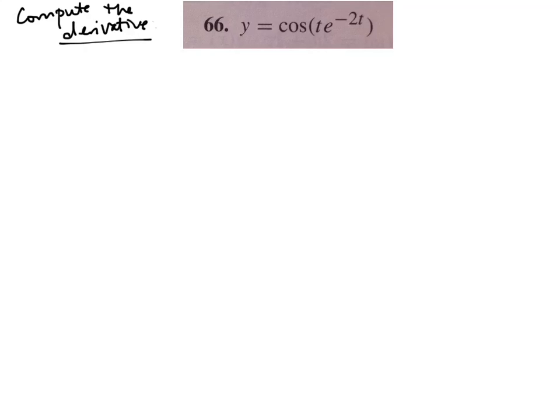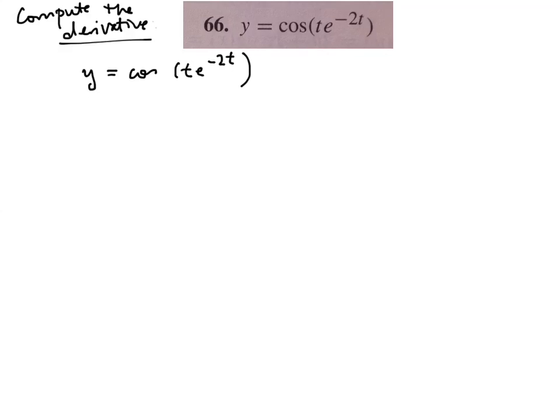which functions are being composed. What's the outside function? What's the inside function? Or if you prefer to think of it this way, what's the f function? What's the g function? So when I look at this, I'll say, okay, y is equal to cosine of t e to the negative 2t.